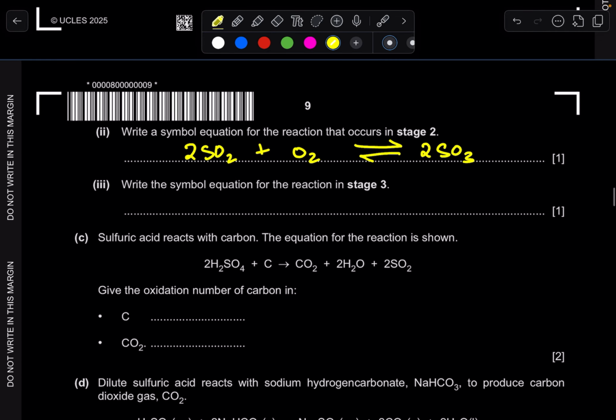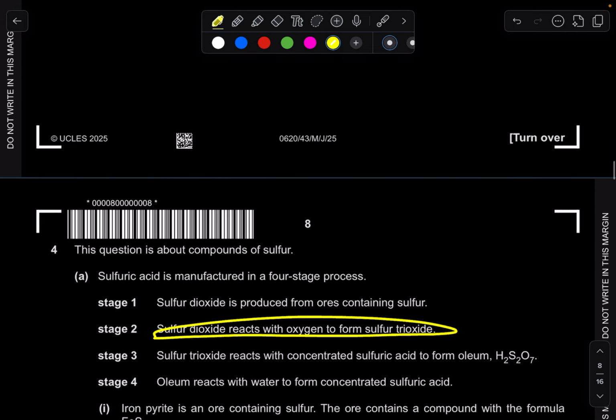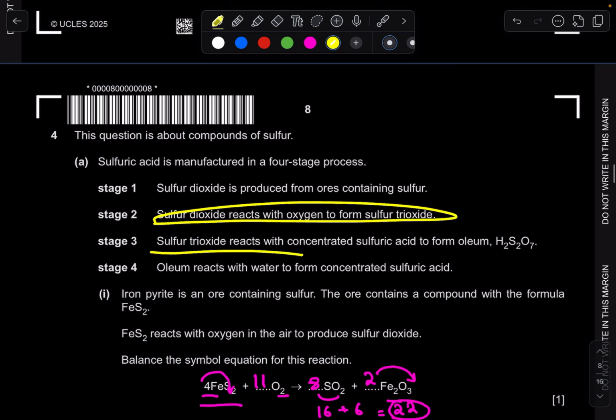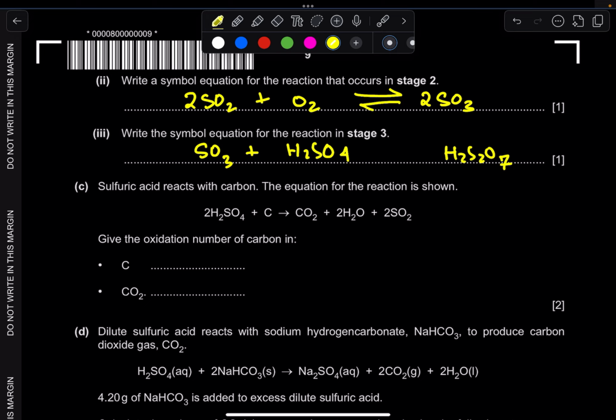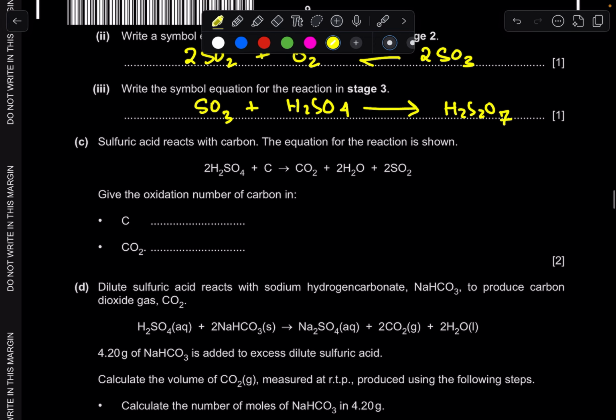Okay, good. Write the simple equation for the reaction in stage 3. What's happening in stage 3? Sulfur trioxide reacts with concentrated sulfuric acid to form oleum, which is H2S2O7. So forming H2S2O7, and basically we have sulfur trioxide reacting with sulfuric acid to form this. Okay, I guess we're balanced. We're completely balanced. We don't need to balance it. You can see it for yourself.